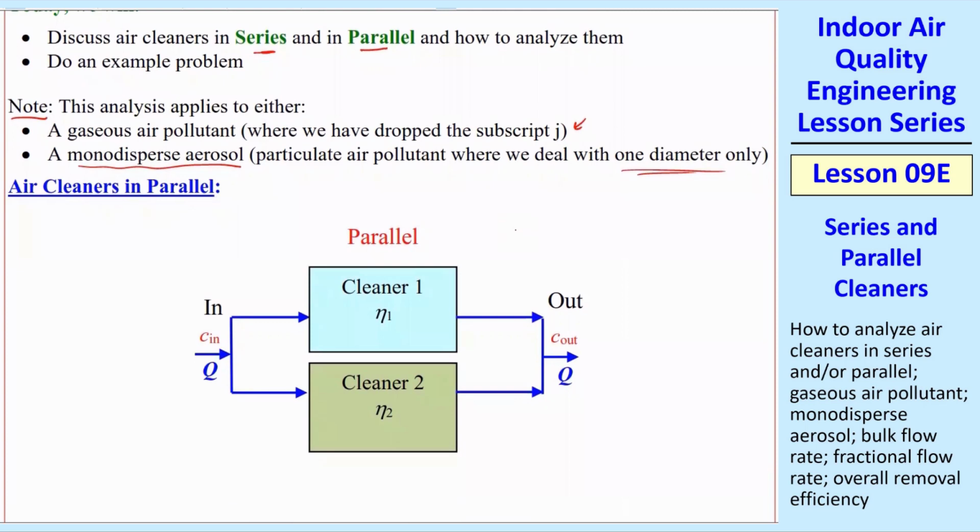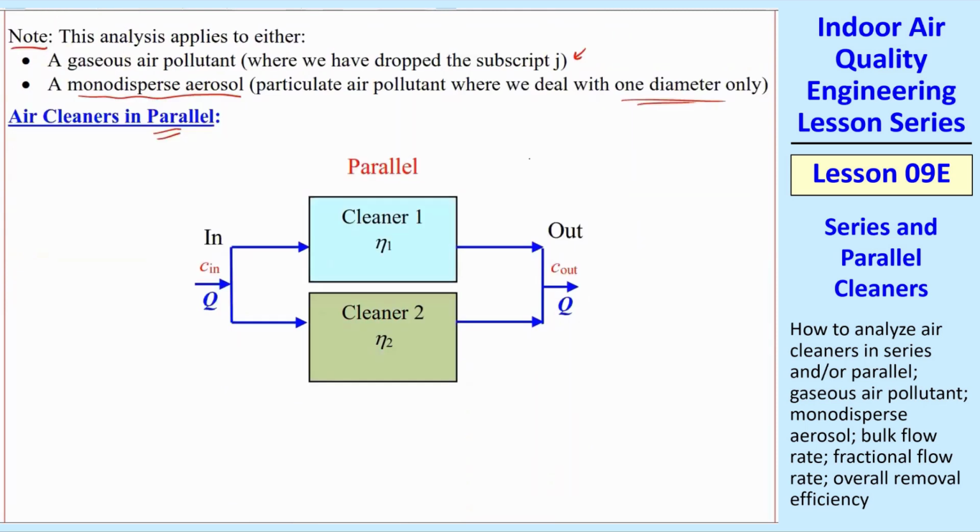That being said, let's do parallel first. I'll do 2 cleaners for simplicity, and then we'll extend that to M cleaners, any number. So let's consider this diagram. Suppose that C in is coming from the left. It splits off into 2 parallel flows, but the concentration hasn't changed. So those are both concentration C in. The flow rates can be different though, so we'll call this Q1 and Q2. We have the same Q1 and Q2 coming out of the cleaners, assuming there's no leaks. We also assume that the volume fraction of the air pollution is so small that Q is not changed significantly.